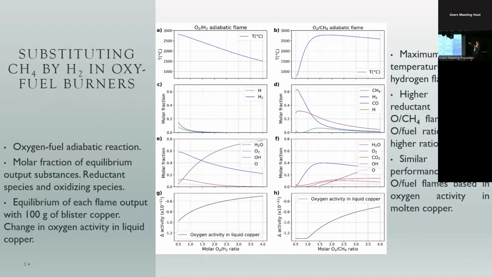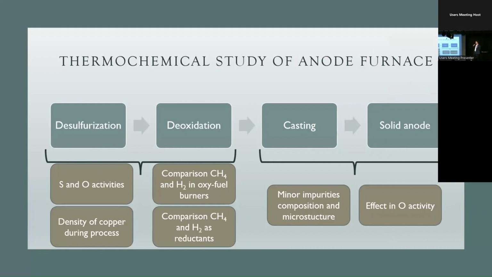And we see that the maximum temperature that is reached by an adiabatic flame of hydrogen is a little bit higher than for the case of methane. We have a higher fraction of reductant species for methane, but we see that on industrial levels, which are usually in this range, about 2 or 3 molar ratio, they are not that different. And the reduction performance, we see that it's quite similar if we consider it as the change of activity in oxygen at 1200 degrees.